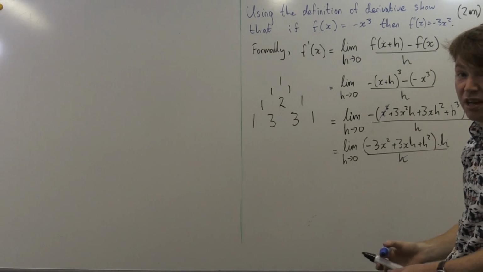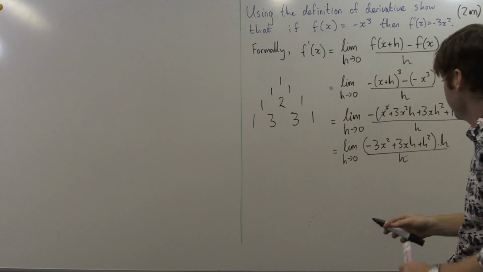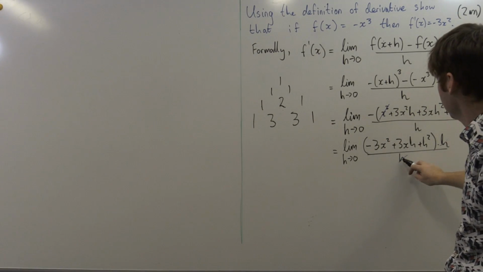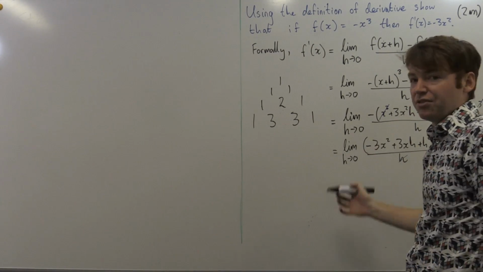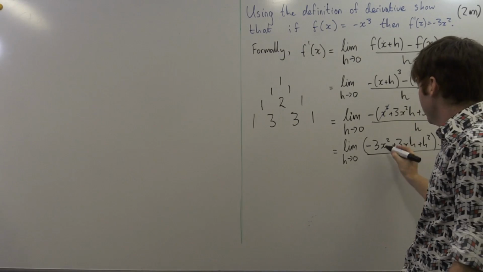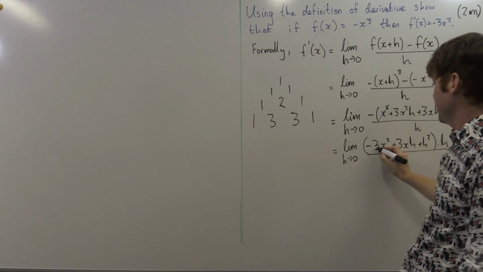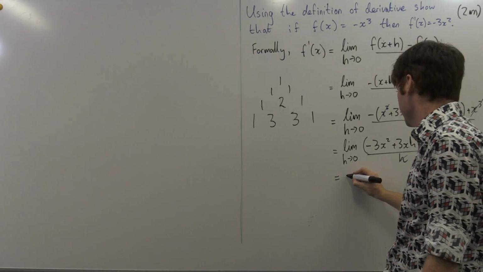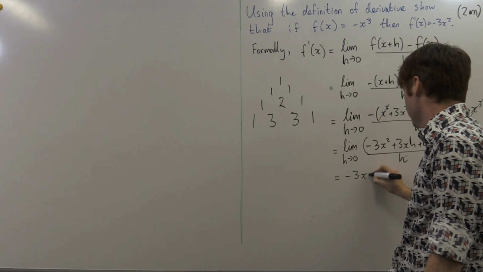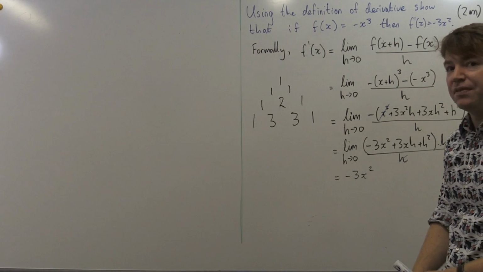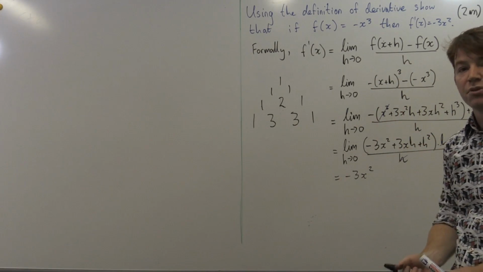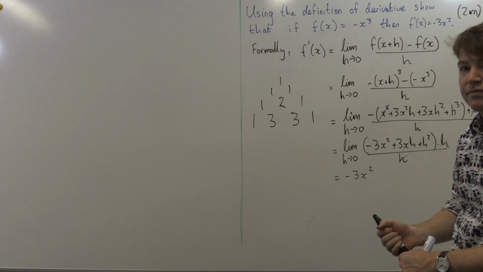And again, this is what's going to happen every time you have one of these questions. You can expect those terms to disappear, you can expect the h to cancel with one of the h's up there. And now I can just substitute in h equals 0. And I get left, well that goes away, I just get left with that term. So this is negative 3x squared, which is exactly what I was expecting it to be all along. But we've confirmed that with the formal definition of derivative. Cool.